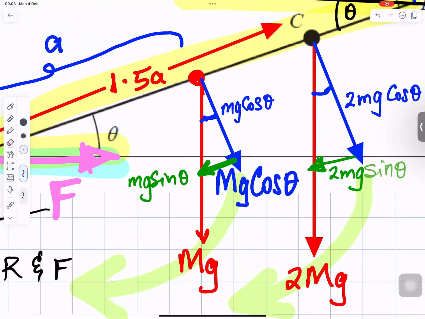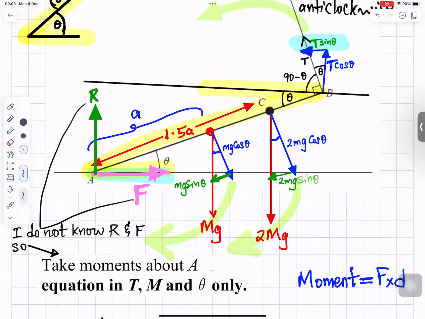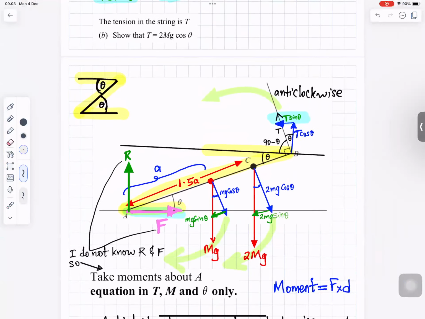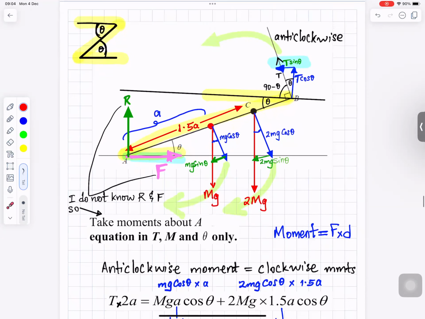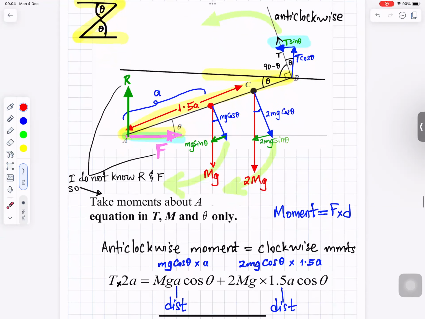So it is very important to get those things right, because when you start to do the question, it's easier then. So the tension in the string is T. Show that T is 2mg cos theta. So what we want to do is take moments about A.